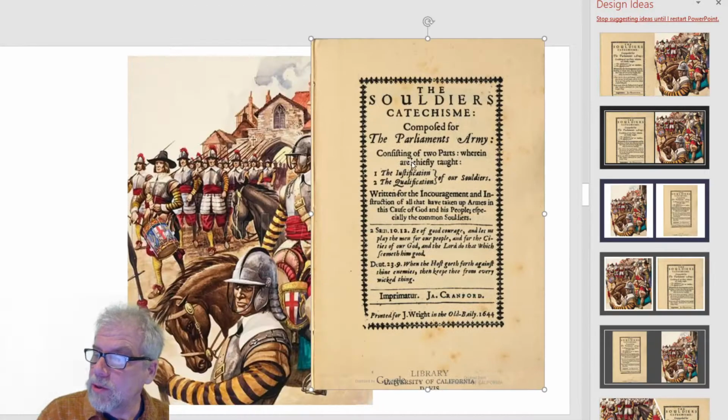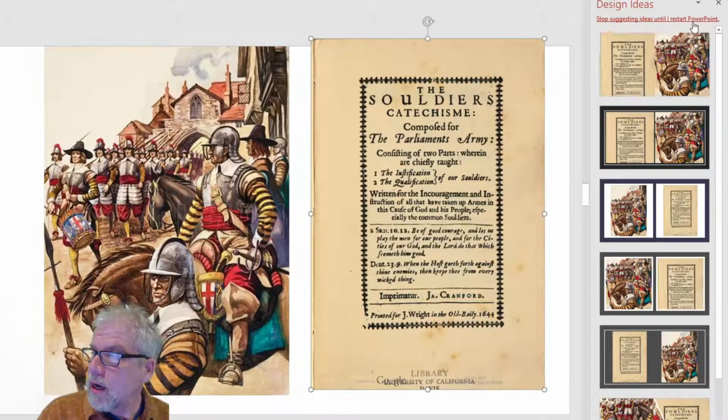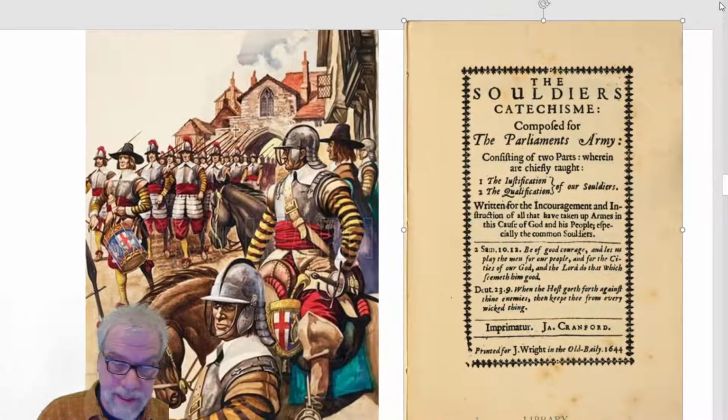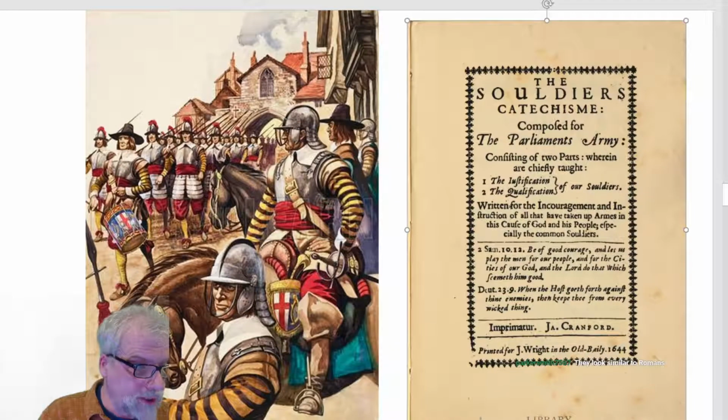Okay, and here's the Soldier's Catechism, composed of the Parliament's Army, and this was taught. So basically, the army was taught to read, which is a radical innovation, first of all. The New Model Army is incredibly disciplined, and so it doesn't loot, but it kills on behalf of religion. The Soldier's Catechism teaches people the parts of the Bible.